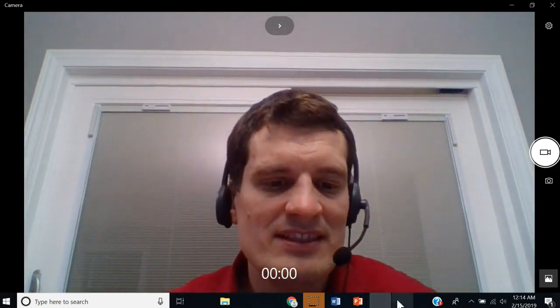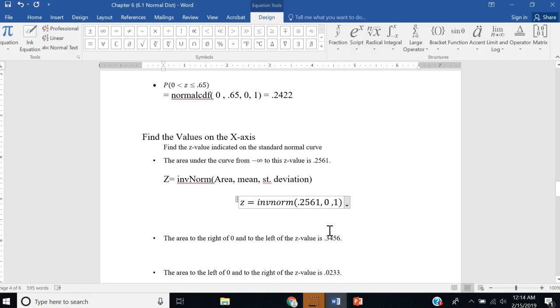Now notice that that z-value, the one we were looking for, since it's a z-value, I'll round it to 2 decimal places. Again, probabilities I round to 4, everything else I round to 2. So since this is a z-value, it's not a probability, and therefore I'll round it to 2 decimal places and get negative 0.66. So in order to have an area from negative infinity up to the z-value be 0.2561, that particular z-value needed to be negative 0.66.